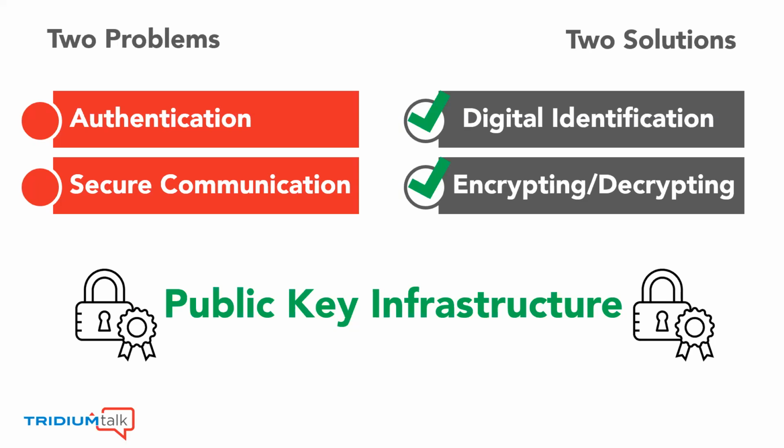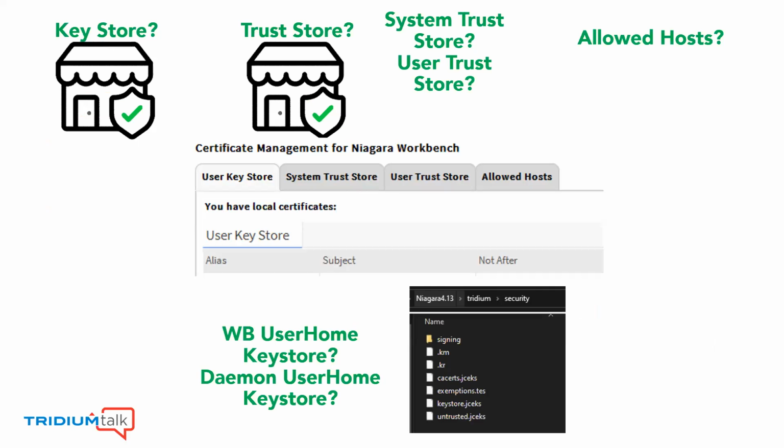Again, last week's session goes more in depth on that, but where we sort of stopped was we touched on the background information, but then we didn't really get into the more tangible stuff, particularly when it relates to Niagara. And this is a slide from last week as well. It said, what about the key store and the trust store? There's a system trust store, user trust store, allowed host tab, and then more complicated, there's a workbench user home key store and a daemon user home key store. How do we make sense of it? So hopefully this will tie it all together.